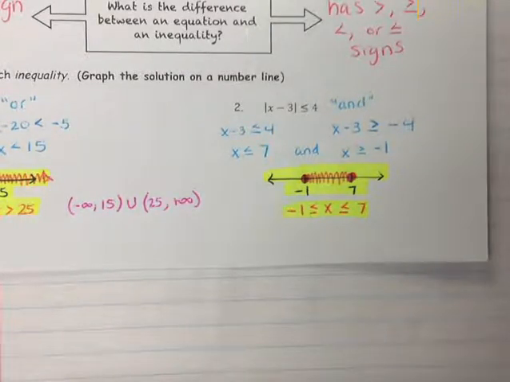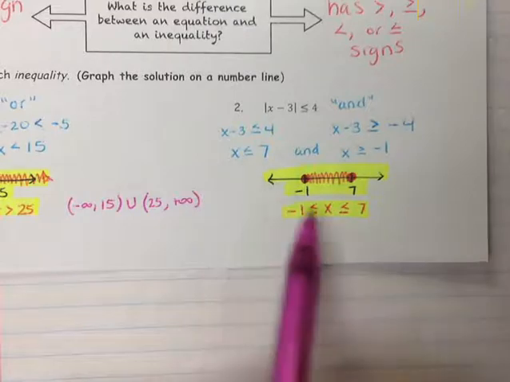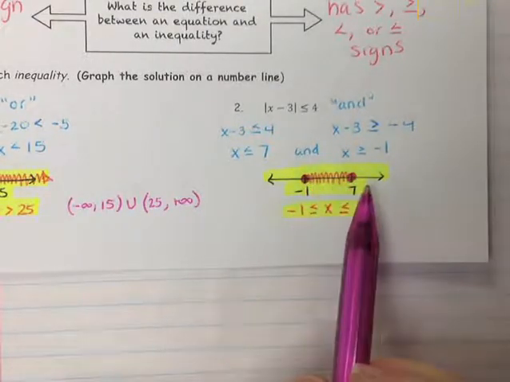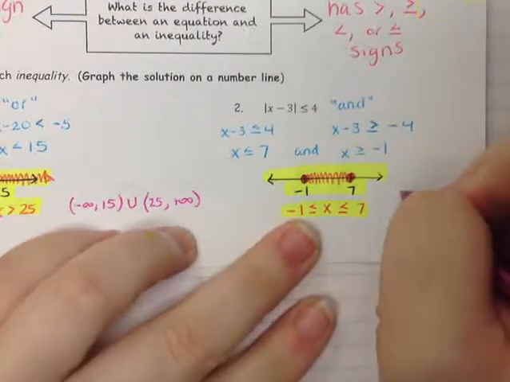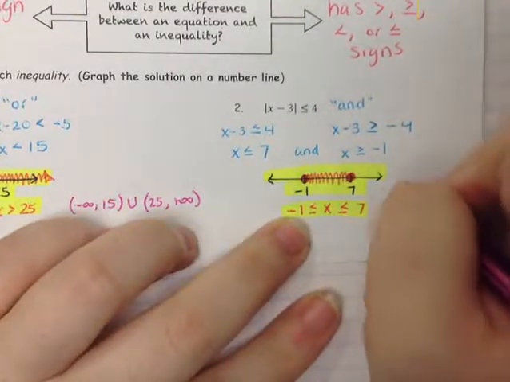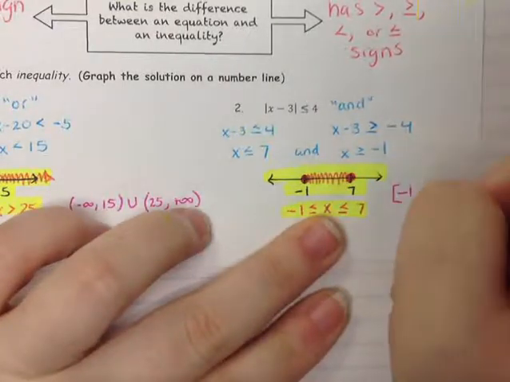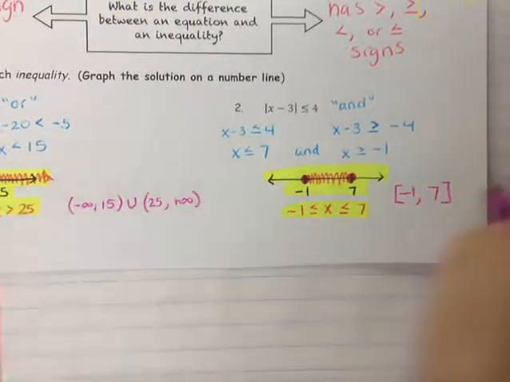And I also do want to write this in interval notation. Because the interval notation doesn't go off to infinity, it has a start point and a stopping point. So our interval notation will start at that negative 1, comma, it'll go and it'll continue until it gets to that 7, and then it stops. So that would be our interval notation.